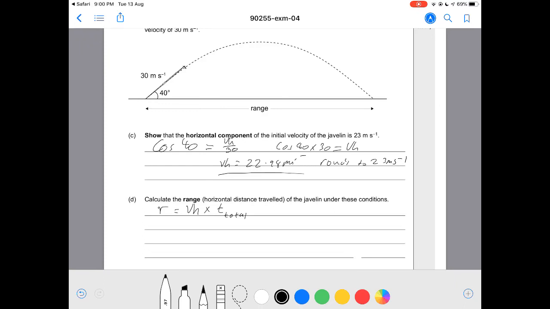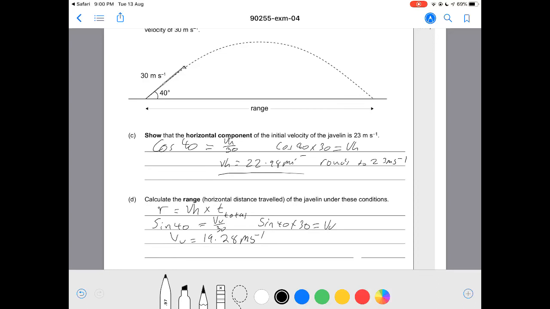And we have to use that in our calculations. We're going to use the sine rule to find our VV. So sine of 40 is equal to VV over 30. So sine 40 times 30 equals VV. If you plug sine of 40 times 30 into your calculator, that should give you your VV as 19.28 meters per second.